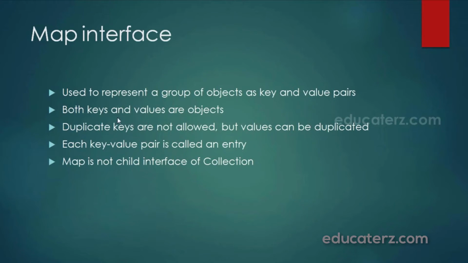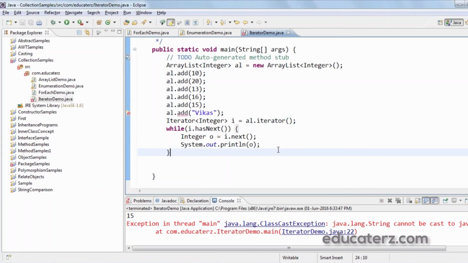And next is the Map interface, basically used to represent a group of objects as key and value pairs. So both keys and values are objects, in which duplicate keys are not allowed but values can be duplicated. Of course, we have seen that Map is not a child interface of Collection because it represents objects as key value pairs, and each key value pair in a Map interface is called an entry. So let's see an example of it.